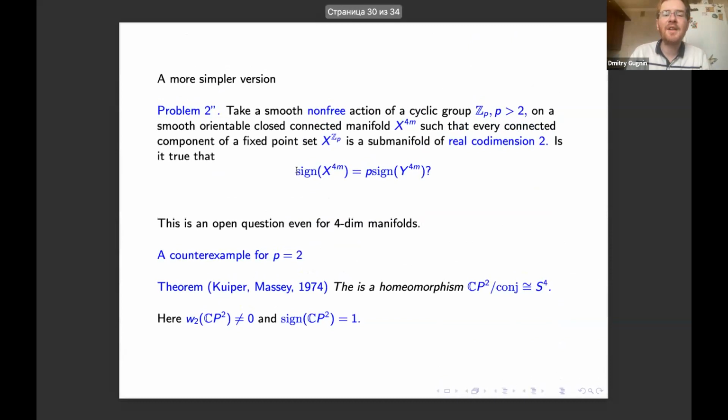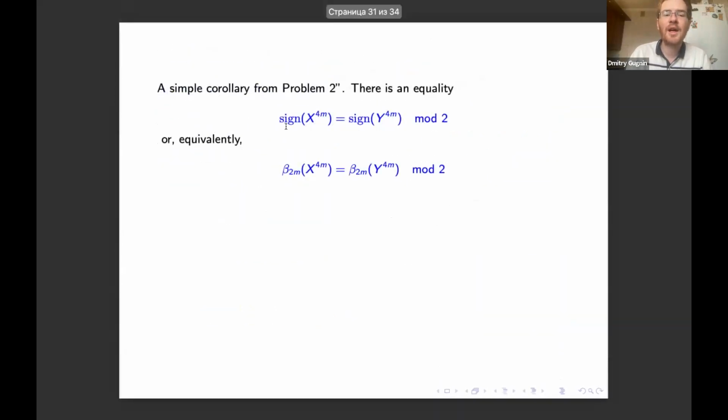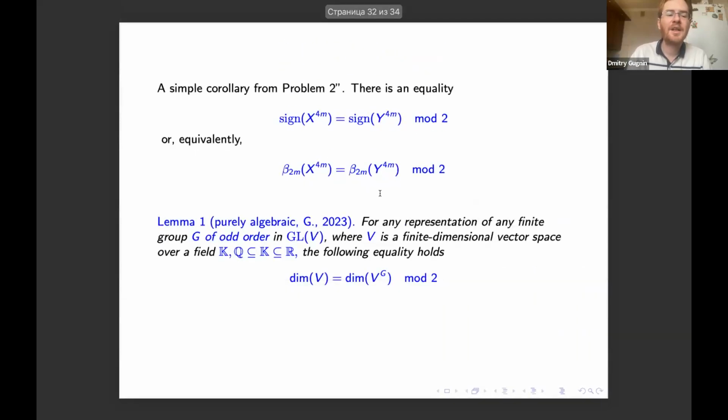If you have this equality and p is an odd prime number, then of course you have this equality. The signature of the covering manifold is equal to the signature of the base manifold modulo 2. Or equivalently, the middle Betti number of this manifold is equal to the middle Betti number of this manifold mod 2. And here I have just a purely algebraic lemma in representation theory.